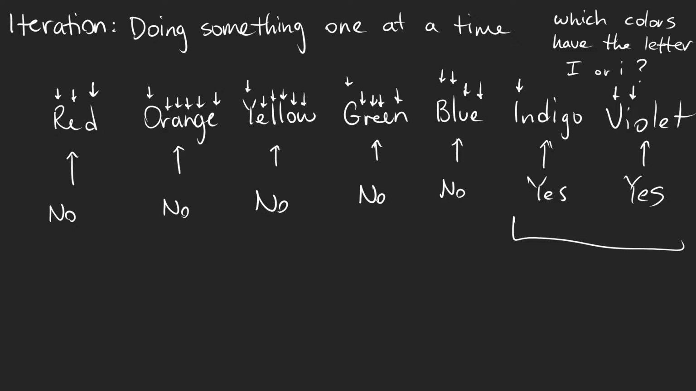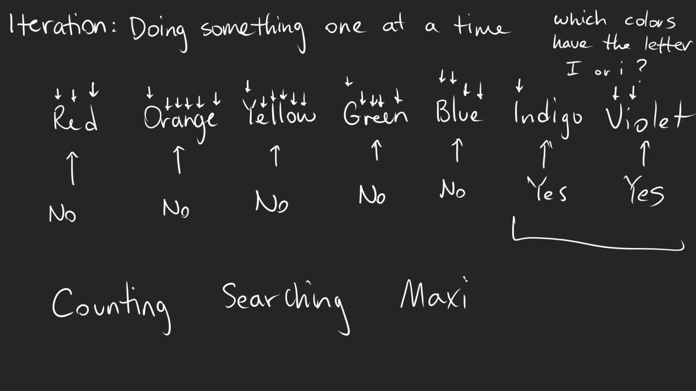Iteration is really good at solving a lot of different questions that you might encounter in computer science. Questions such as counting, questions such as searching, questions such as finding the maximum, and conversely, the minimum of a list, right? There's a couple of other things, but for now, these are the three kinds of problems that I want you to be familiar with when it comes to iteration.